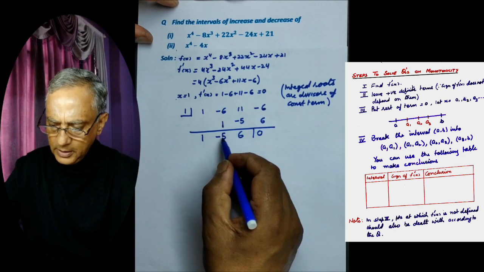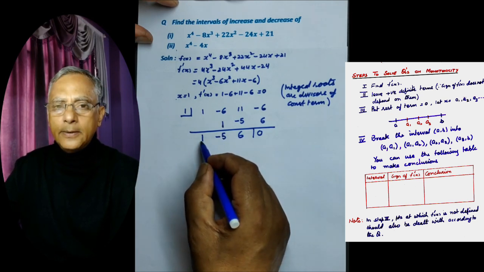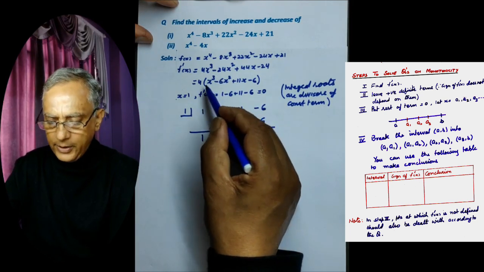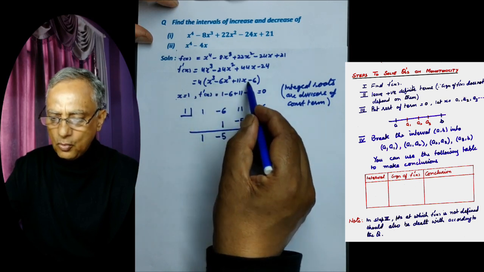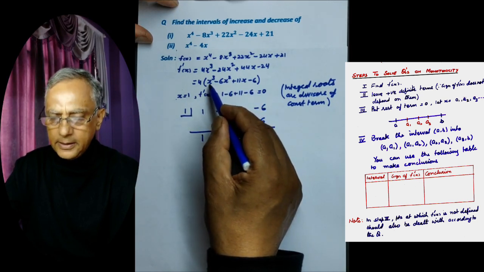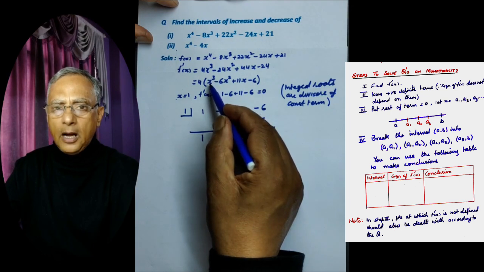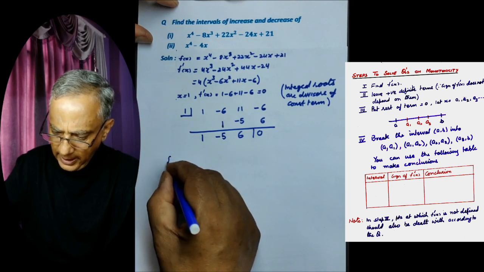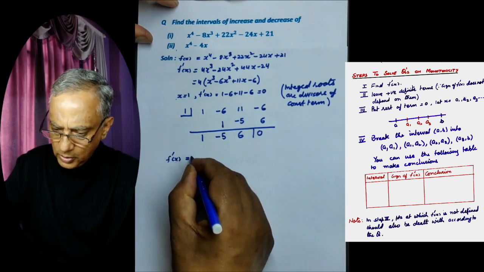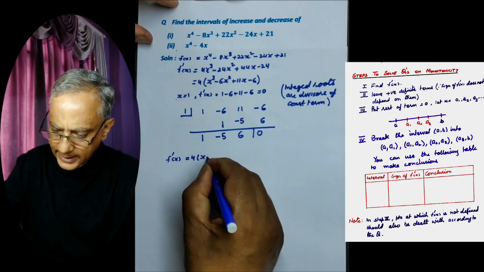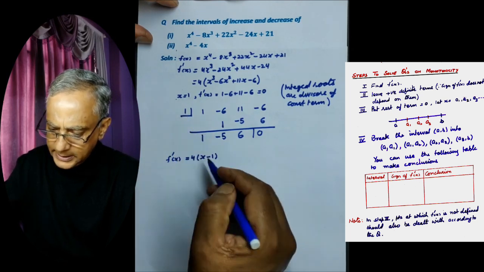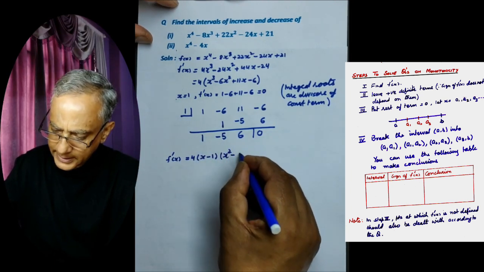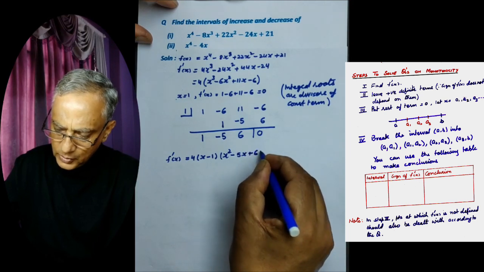This will be the constant term, constant x square. Or you can also calculate the degree of the quotient by, we are dividing this by x minus 1. So we will get the quotient of degree x square, a quadratic. So what we get is x f dash x is equal to 4 into x minus 1, factor corresponding to this is x minus 1, into the quotient is x square minus 5x plus 6.